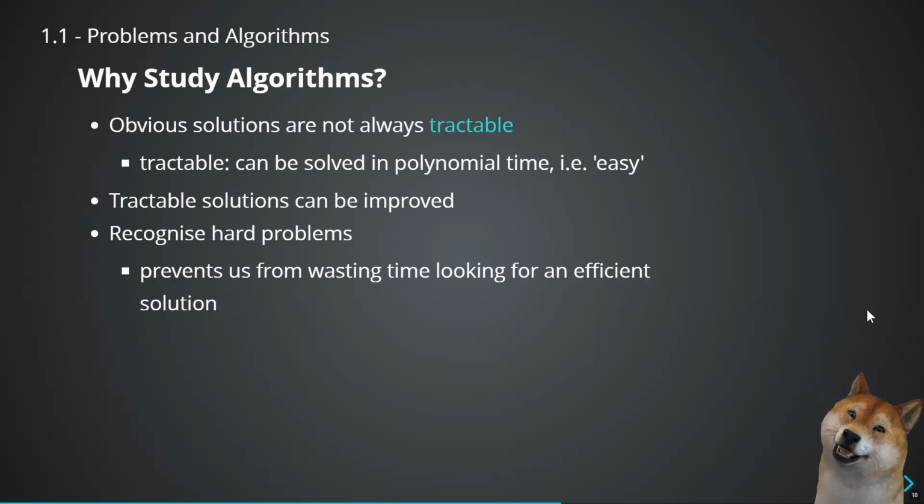Number two, a tractable solution can always be improved. So you get a problem, you know how to solve it, and you solve it pretty efficiently, but sometimes you can solve it even faster. And again, how do you gain the ability to know that? By learning more and more algorithms. You learn what people have done and then see if you can adapt what they've done to your problem.